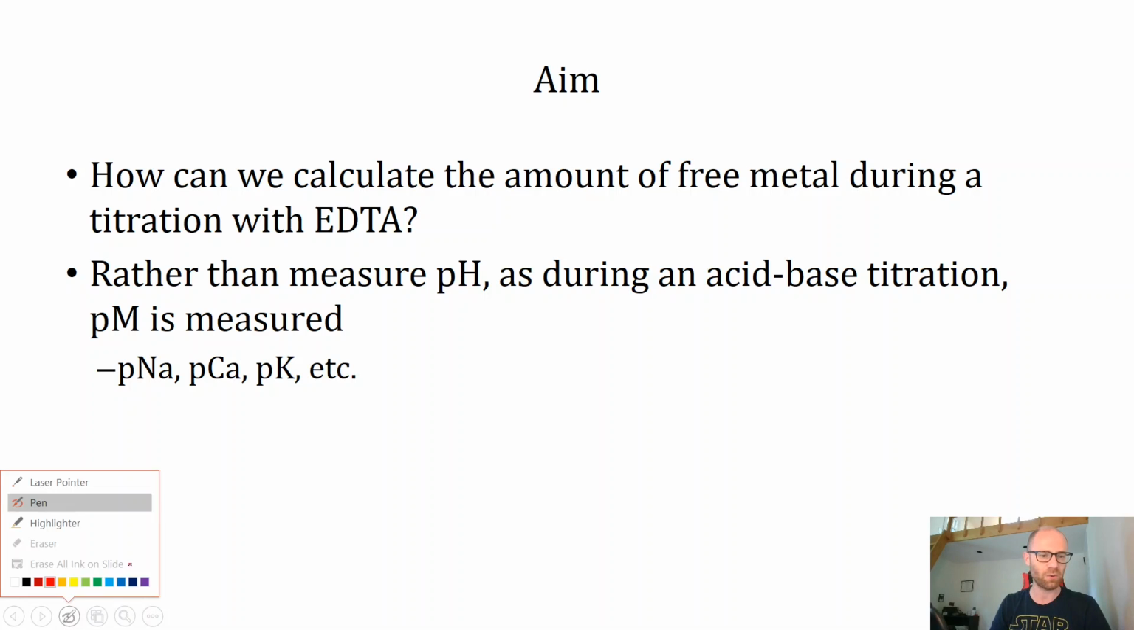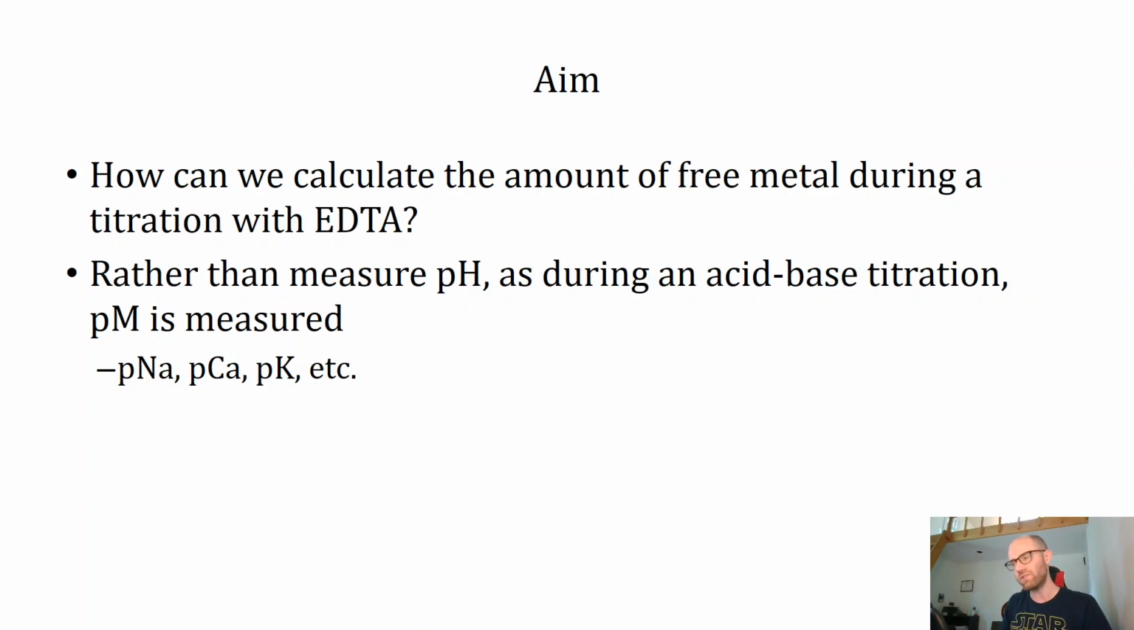So today the goal is to calculate the amount of free metal present at any point during an EDTA titration. I know the introduction to this was all about which indicators you use and which metals you can and can't target, and considerations you have to make for blocking and things like that. All of that considered, wonderful. That's really a practical approach to it. But now we're going to look at more of the theoretical end of things.